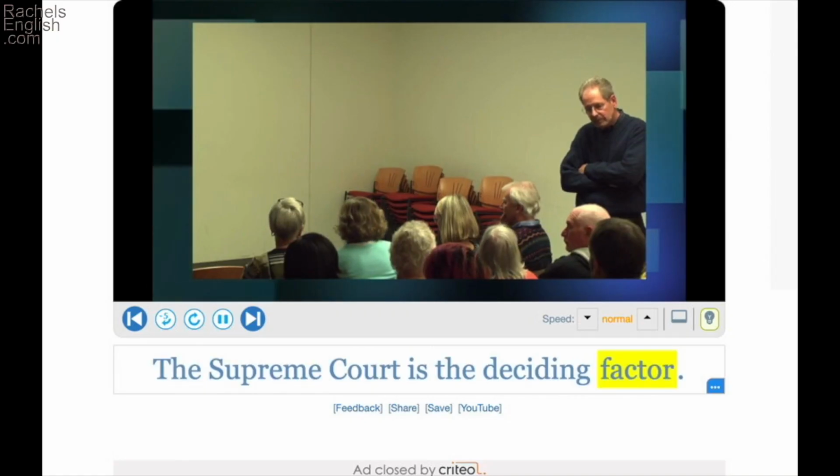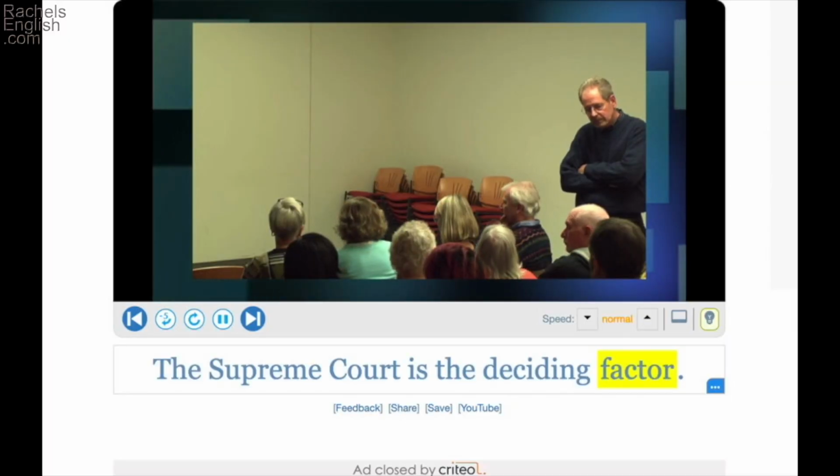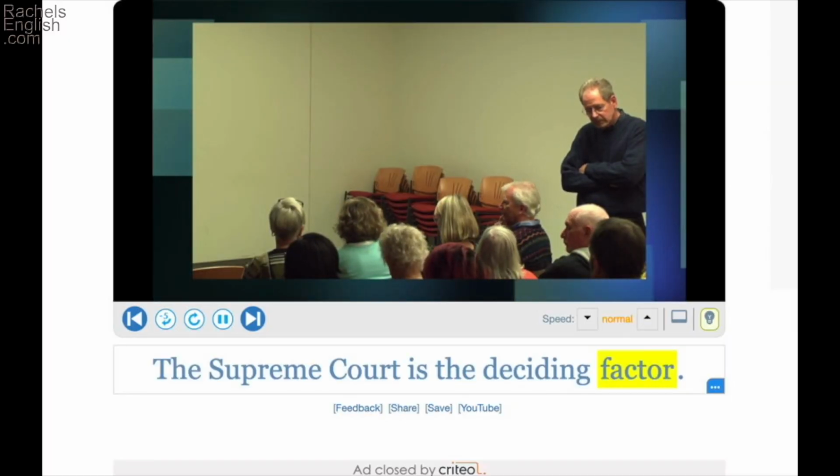Let's go on to our next example. The Supreme Court is the deciding factor. The deciding factor. There might be lots of things that could tip a decision one way or another, but the deciding factor is what causes the decision to be made despite everything else. For example, there are lots of pros and cons about the house, but for me, the deciding factor is that it has a pool.